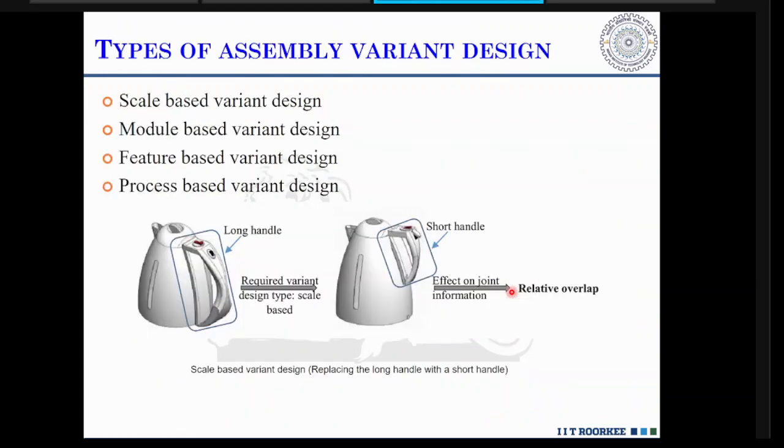So in the literature, or in the industry, you will usually find four types of assembly variant design. One is your scale-based variant design. The second is your module-based variant design. The third is your feature-based and process-based. So if you see here, this is scale-based variant design.